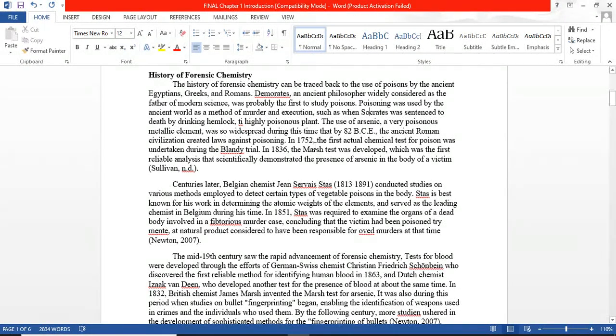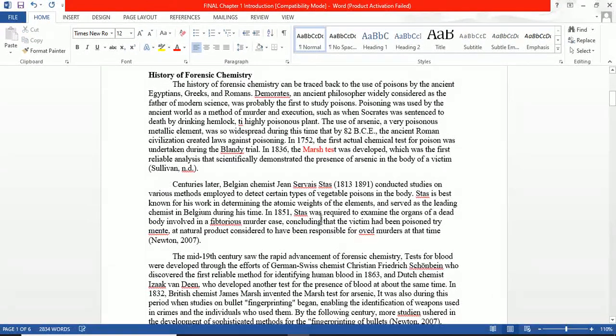In 1752, the first actual chemical test for poison was undertaken during the Blandy trial. In 1836, the Marsh test was developed, which was the first reliable analysis that scientifically demonstrated the presence of arsenic in the body of the victim. So the first truly proven test to detect poisonous material, the arsenic in the body of our victim, is what you call the Marsh test. So remember the important points.